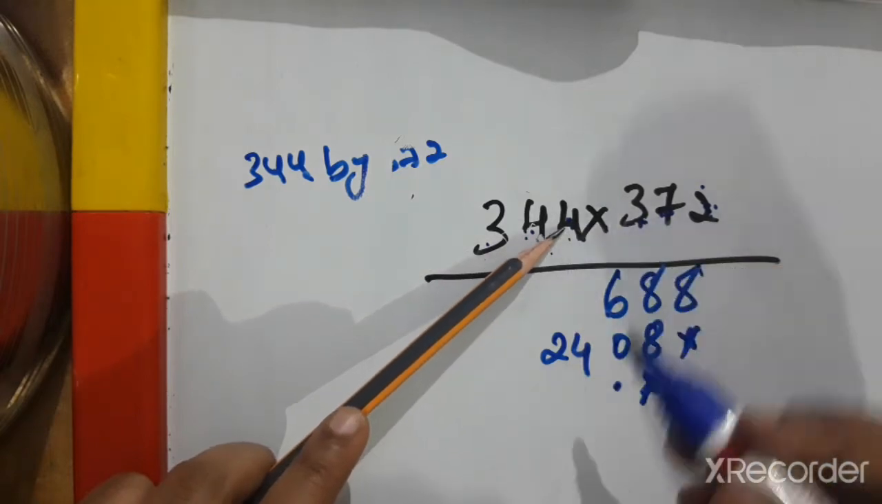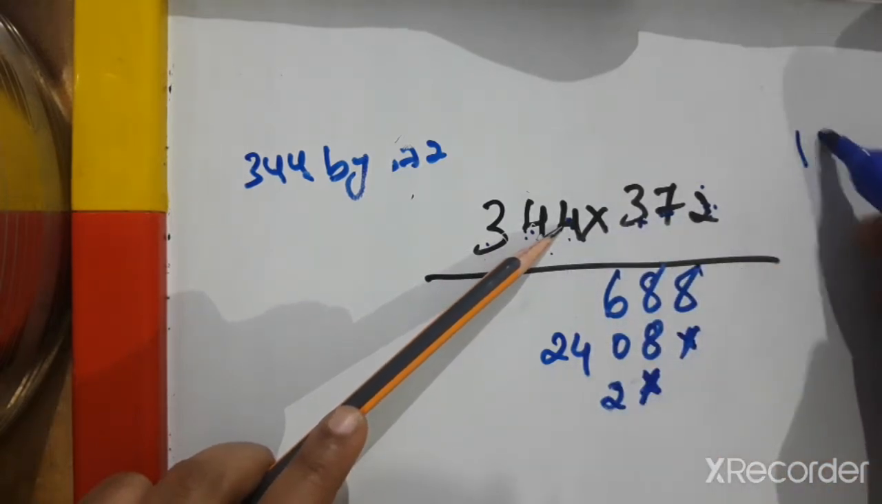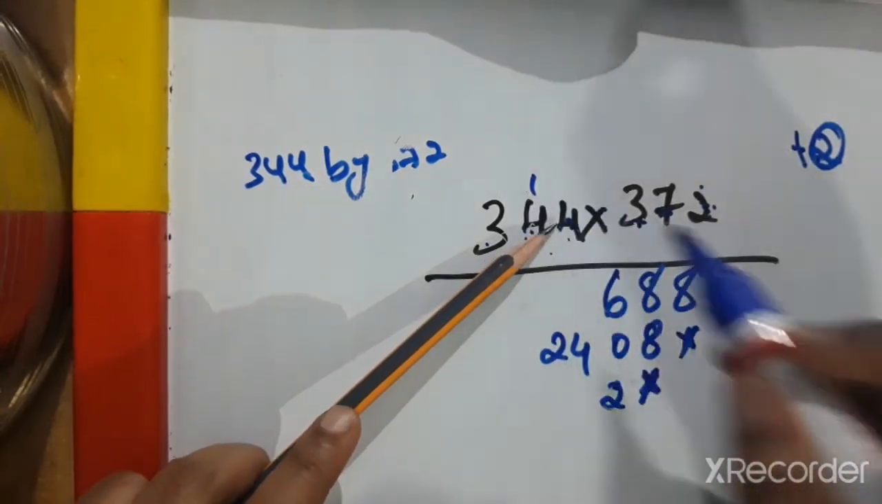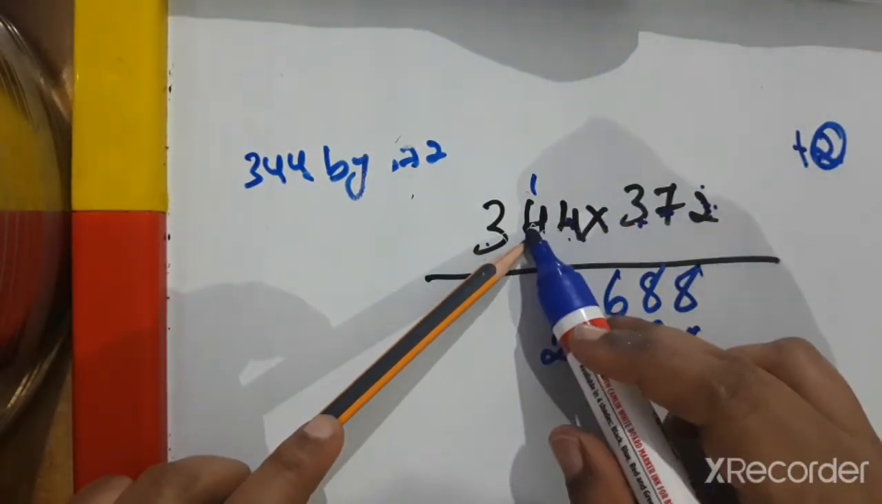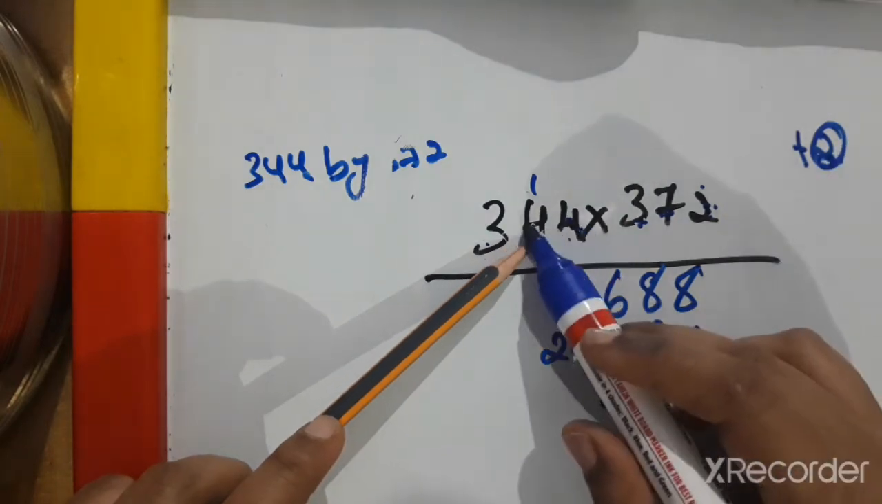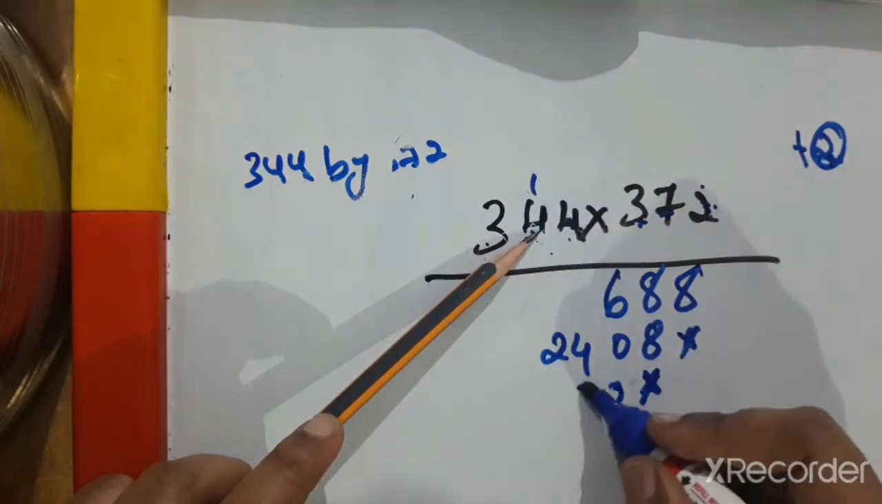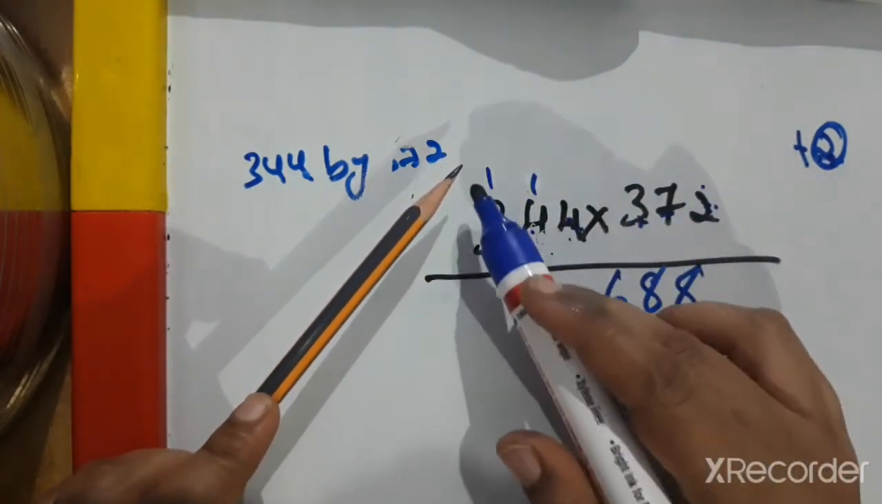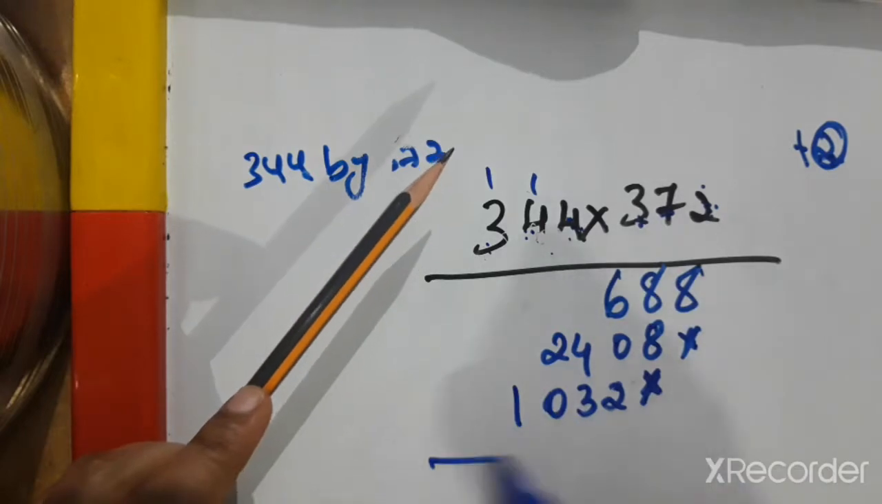Now with 3, 3 4s are 12, so 2 here. 12 means the last number 2 we write, and the next number 1 carry over to the next place. And again 3 4s are 12, plus 1 is 13. 13 means 3 we write, 1 carry over to the next place. 3 3s are 9, 9 plus 1 is 10.